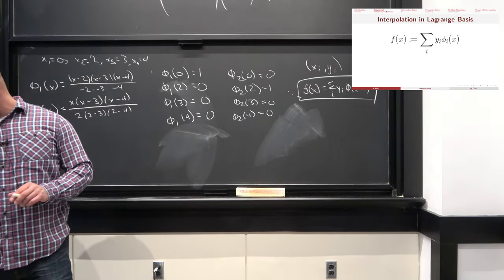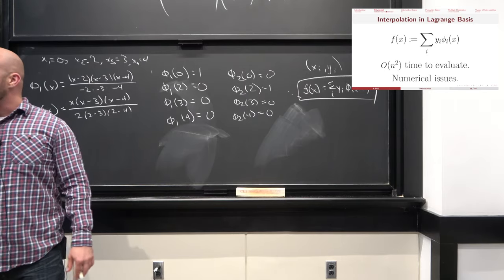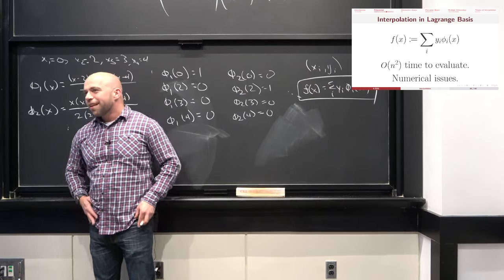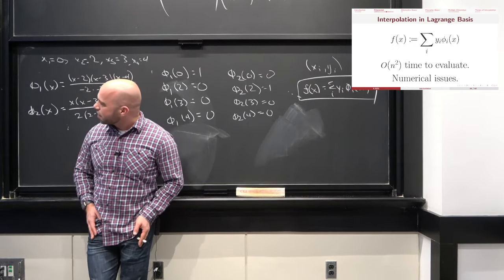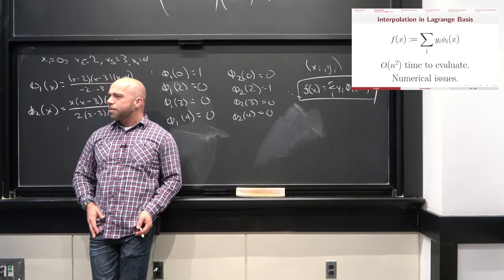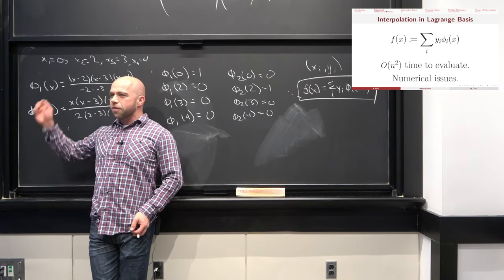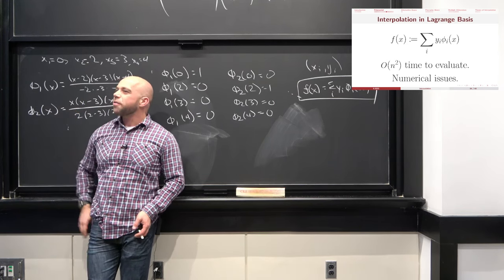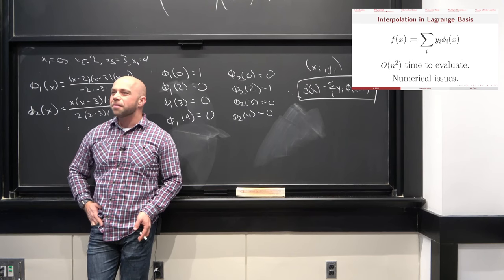It's very tidy, extremely, I almost said ethical, extremely efficient, possibly ethical. And it's sort of quadratic time to evaluate. There's still some numerical issues. In particular, notice there's a giant product here. And so if the x's are very close to each other, you can run into some problems. OK.